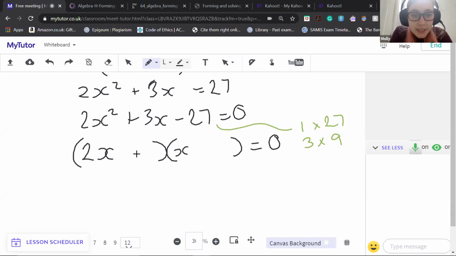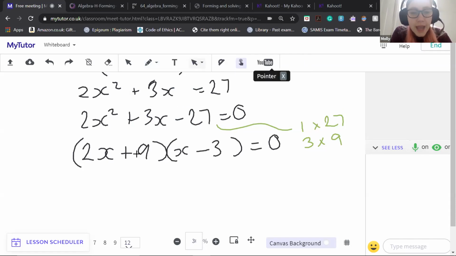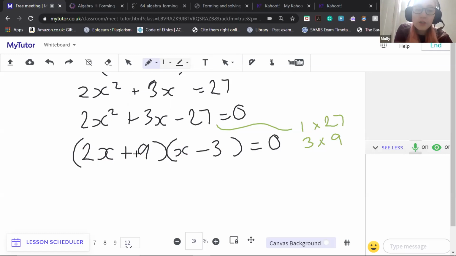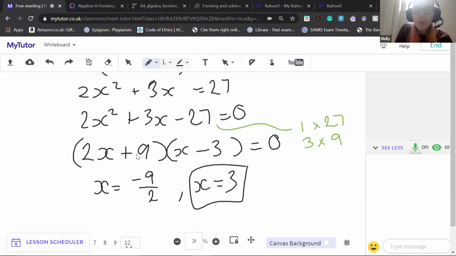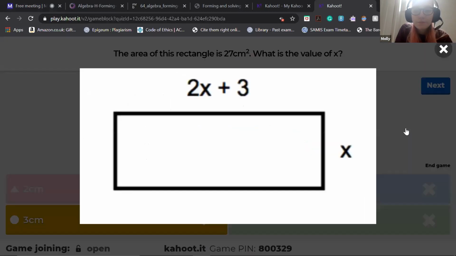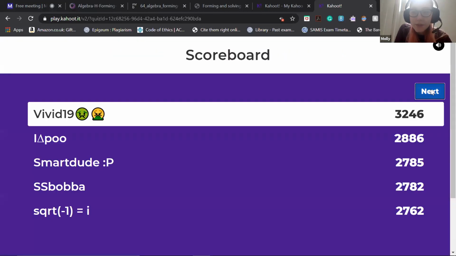So in this case, it's going to be plus 9 here and minus 3 here, because we have then a plus 9x and a minus 6x. So I just did that with a quick trial and error in my head. And then we get that x is either minus 9 over 2, so minus 4.5, or it's 3. Now remember, a side length cannot be negative. So x is 3 is the one that we go with. Okay, so well done to those who got that.